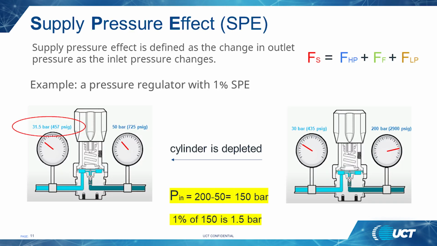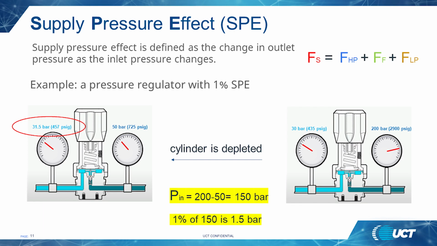Supply pressure effect, SPE, is defined as the change in outlet pressure as the inlet pressure changes. This usually happens when gas cylinders are used as the pressure source in the customer's system. While the force of the spring is constant, reducing the inlet pressure will increase the outlet pressure to keep the equation balanced. In our example, the pressure regulator is with 1% SPE.